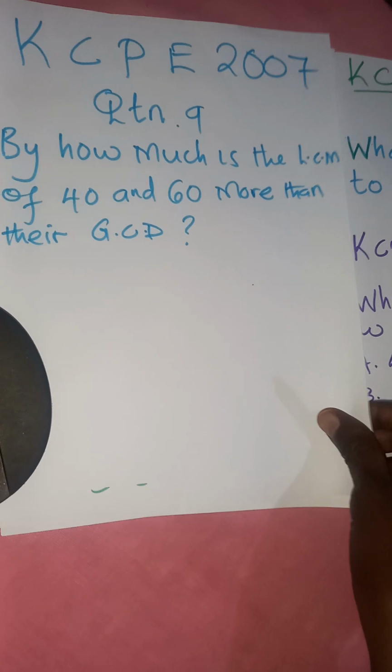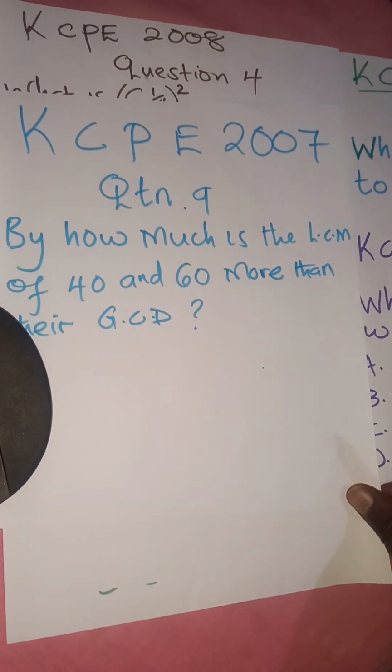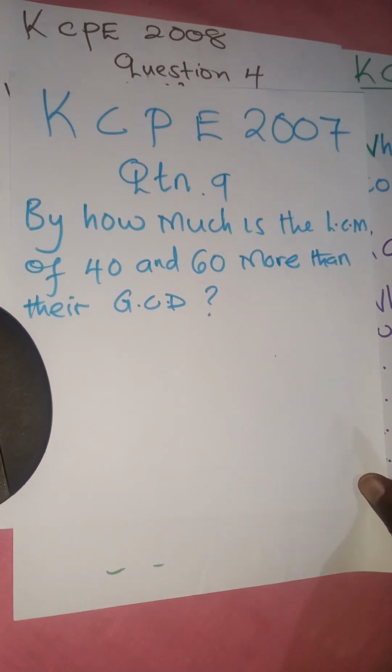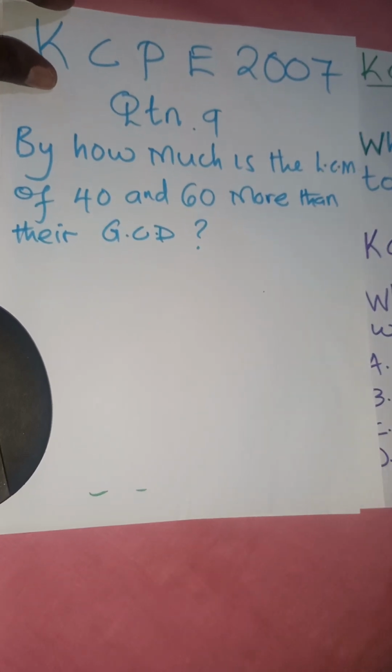We are going to deal with a question from KCPE 2007, which says, by how much is the LCM of 40 and 60 more than the GCD? So we are going to find the GCD, then we find the LCM, then we find the difference.